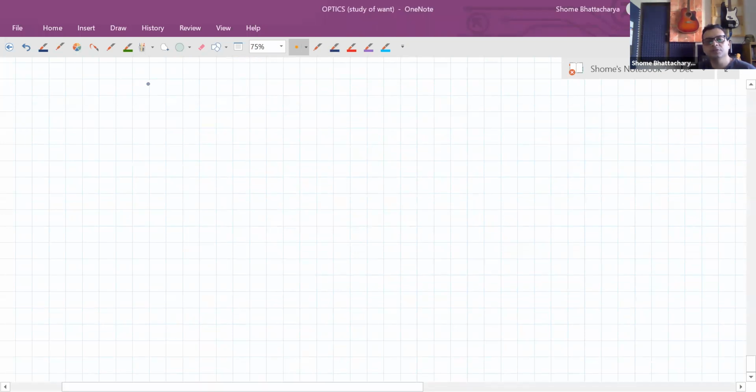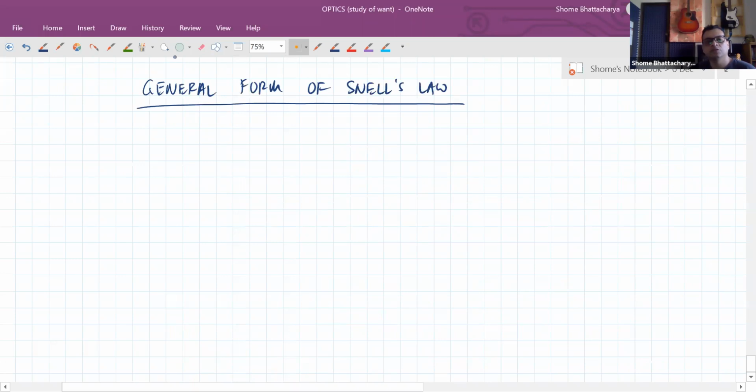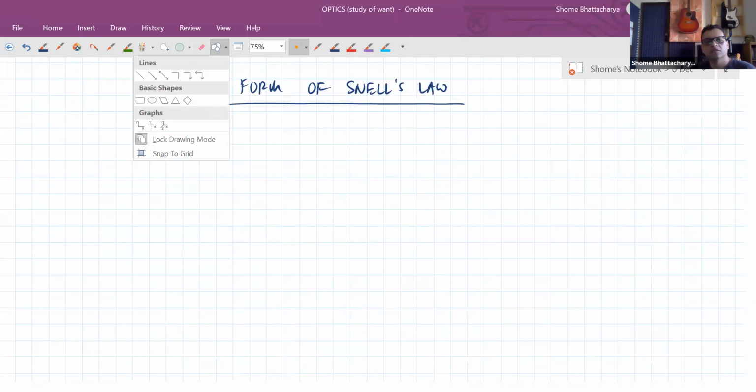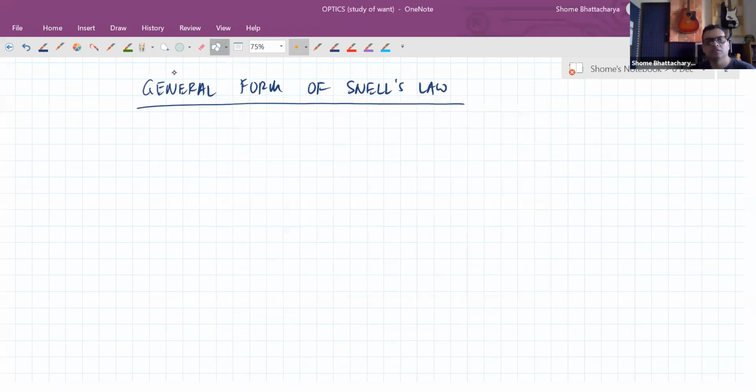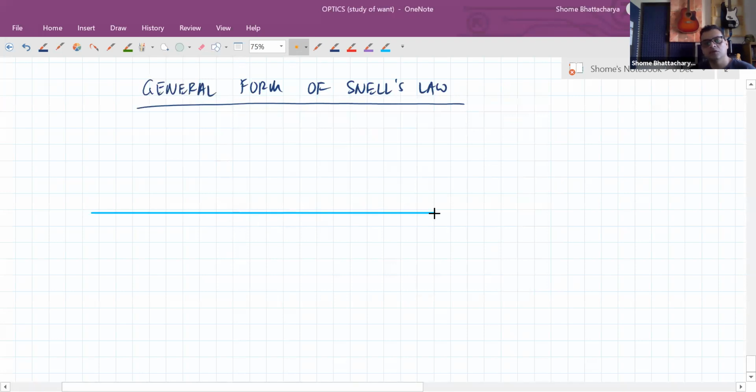Okay. Now let's come to the more general form of Snell's law. So the general form of Snell's law has to do with the fact that we can apply principle of reversibility on light.